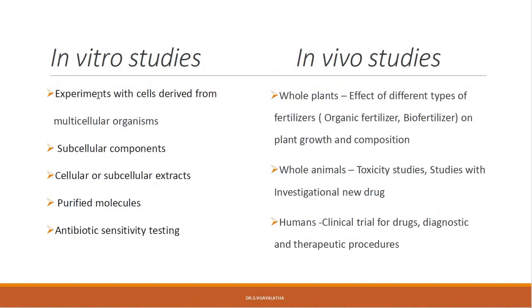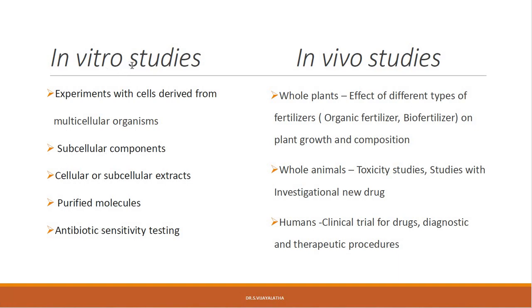Examples of in vitro studies are experiments with cells derived from multicellular organisms. It may be cell lines like normal or cancerous cell lines, or it may be tissue culture from explants. Experiments with subcellular components like isolated mitochondria, etc. Experiments with cellular extract or extracts from organelles. Experiments with purified biomolecules like nucleic acids, proteins, and experiments with bacterial cell cultures for antibiotic sensitivity testing, etc.